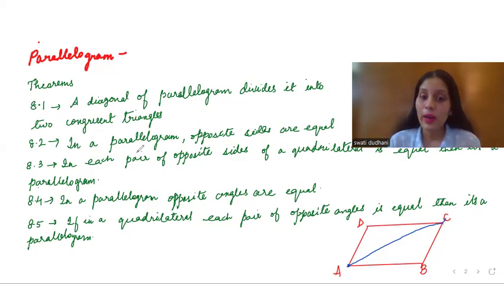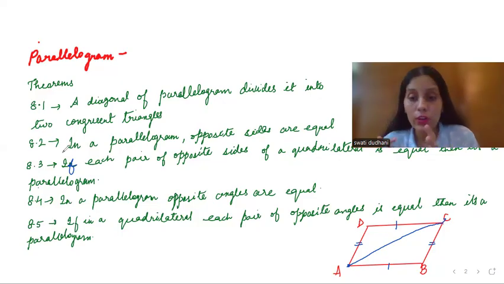Next, in a parallelogram, opposite sides are equal. We have already seen DC is equal to AB and AD is equal to BC. Theorem 8.3: if each pair of opposite sides of a quadrilateral is equal, then it's a parallelogram. See, any quadrilateral you take, a quadrilateral is a four-sided figure. So if you prove that each pair of opposite sides is equal, then that quadrilateral becomes a parallelogram.